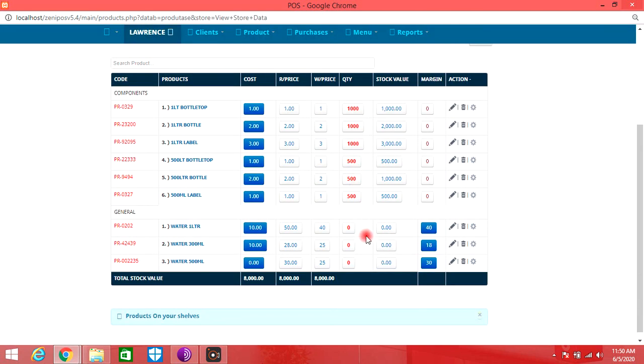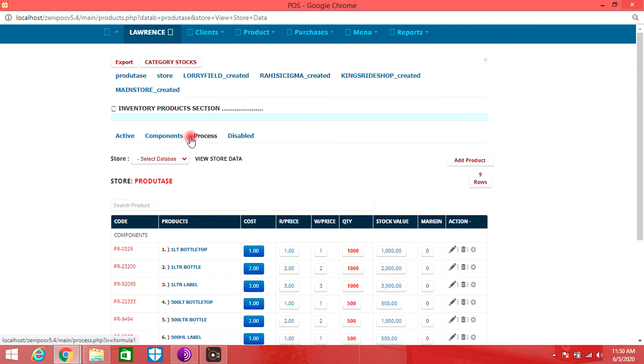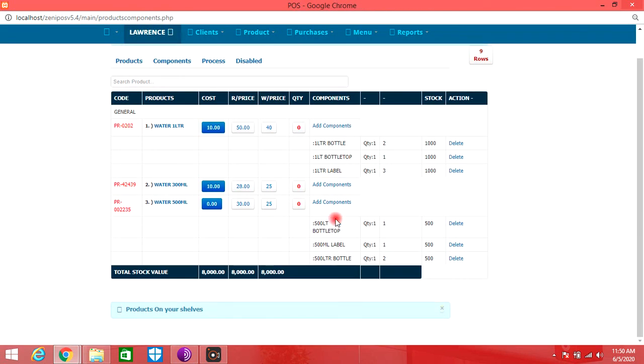1,000, these are the components. Then we don't have the water. This one undergoes a process called production. If you come here for components, you can see how, like these, we use 1.